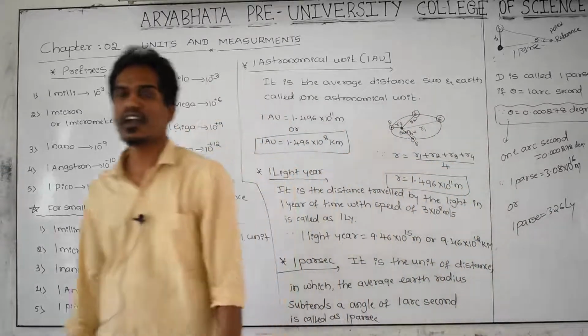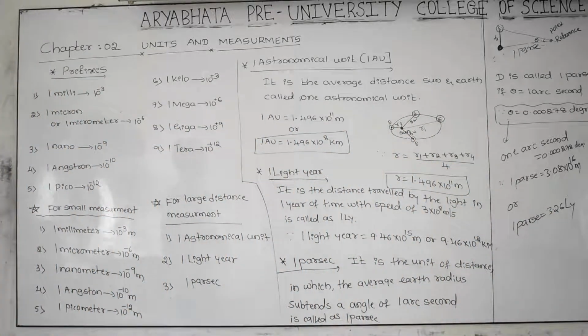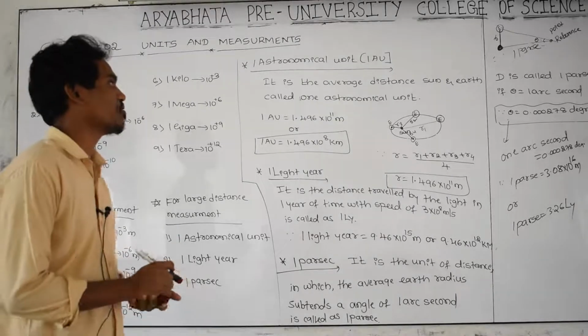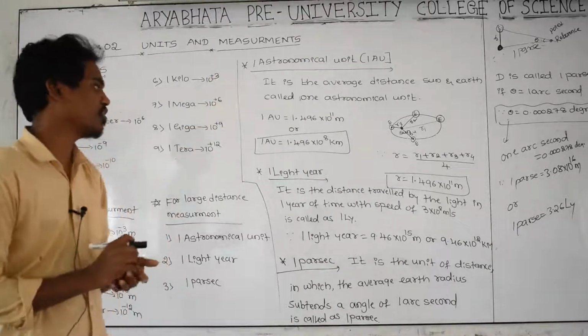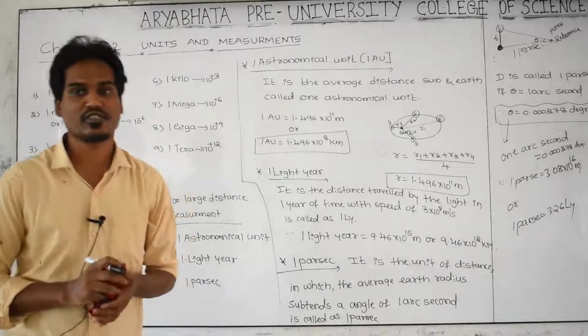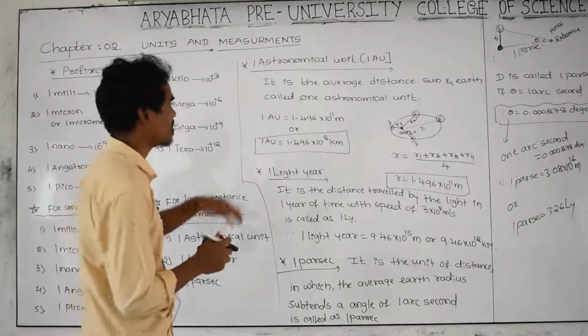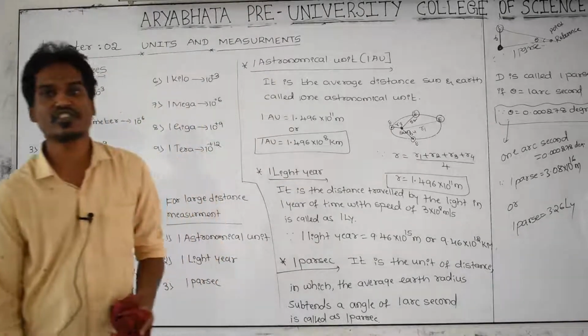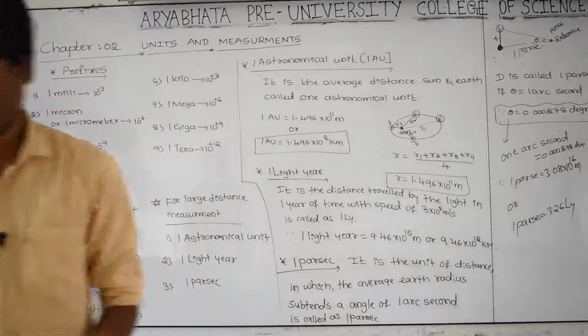And this is all regarding the units, prefixes, smallest measurement units, largest measurement units, and what we mean by astronomical unit, light year, and parsec. Everything we have studied. Please remember for examination the definitions and values of astronomical unit, light year and parsec. That is very important. Okay, thank you.